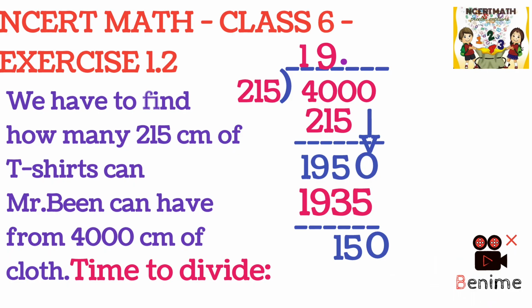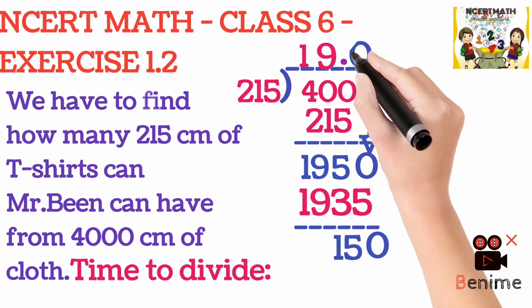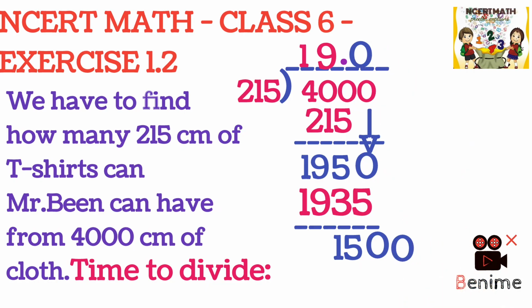So we can't divide 15. So again we have to check for any other digits in the number 4000. All the zeros are over. So we have to make a 0, right? We have to put a decimal on the quotient side and make sure to have a 0 on the remainder side. So again 150 is insufficient. So put another 0 on the quotient side and have a 0 on the remainder side. So it will be okay, right? So 1500 is well enough. So 6 into 215 will be 1290. Make sure of the table, or otherwise calculate by yourself by multiplying the numbers. Then you have to do the subtraction, right?